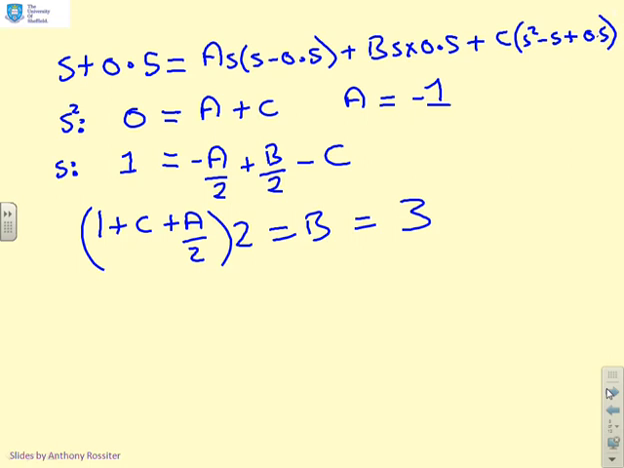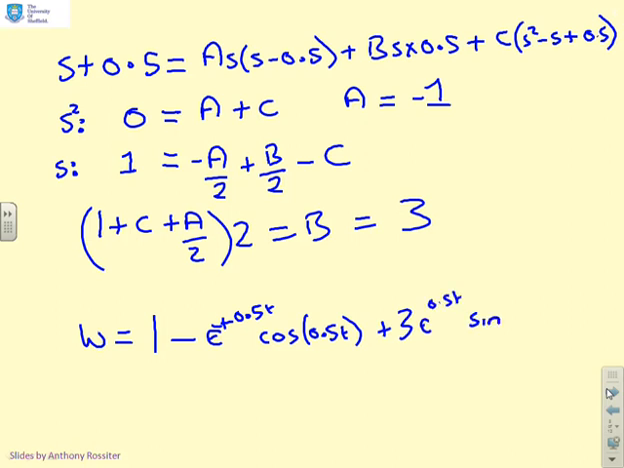what everything related to, you'll see that the final answer is going to be w equals c, which is 1, and then he had a e to the minus 0.5t cos t, and a is minus 1, so you've got minus e to the plus 0.5t, sorry, get it right, times cos of 0.5t, and then you had plus 3 e to the 0.5t sine 0.5t.